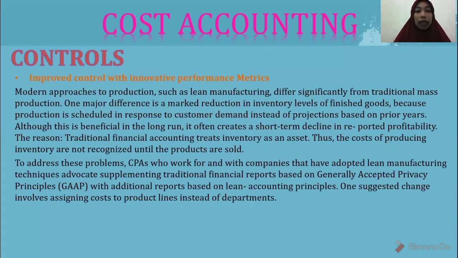The reason is that traditional financial accounting treats inventory as an asset. Thus, the costs of producing inventory are not recognized until the products are sold. To address the problem, accountants who work for and with companies that have adopted lean manufacturing techniques advocate supplementing traditional financial reports based on GAAP with additional reports based on lean accounting principles. One suggested change involves assigning cost to product lines instead of departments.